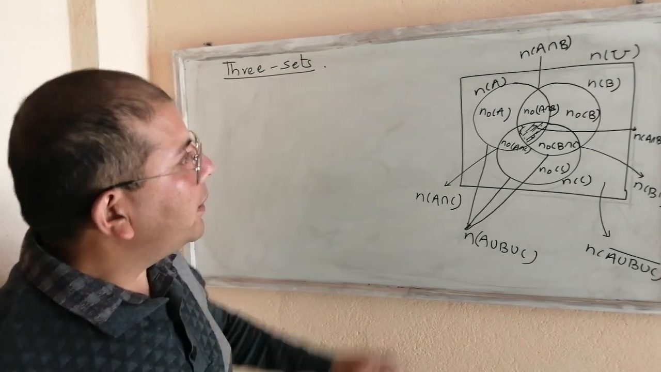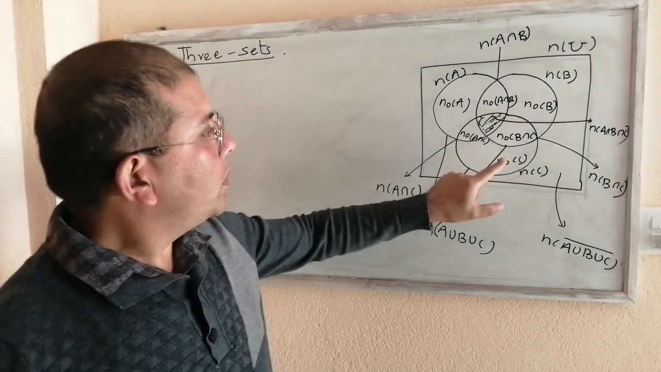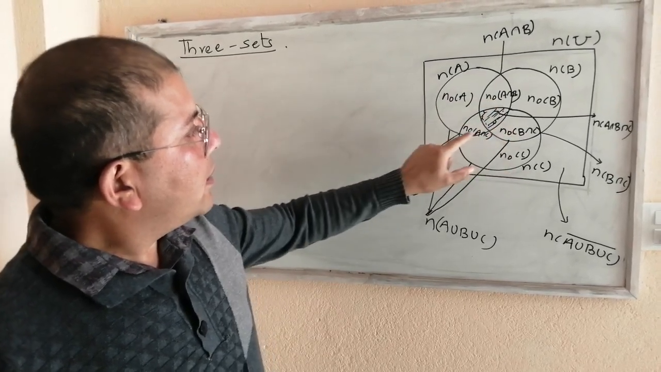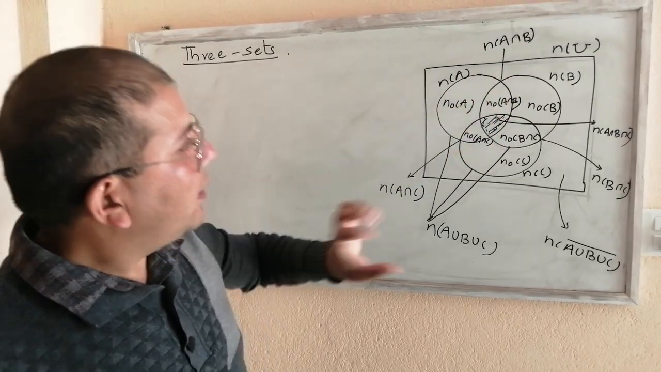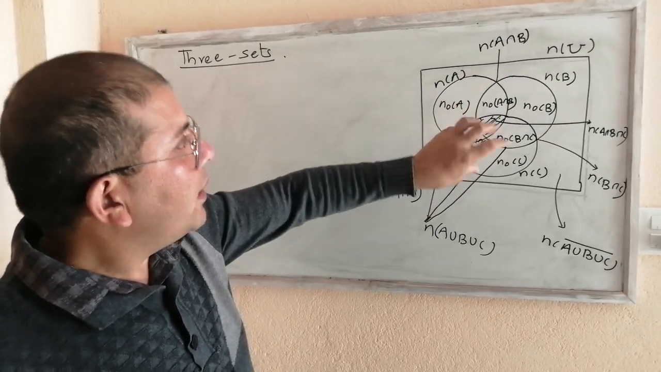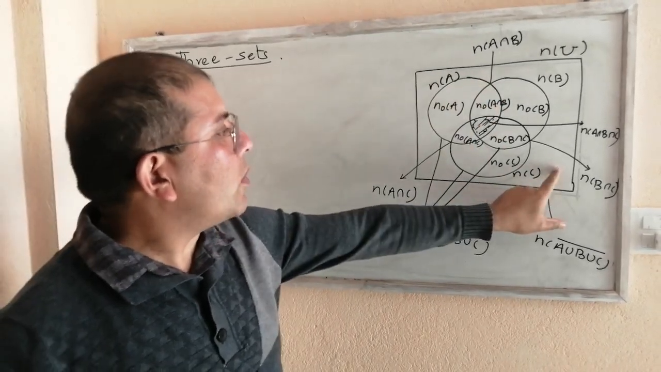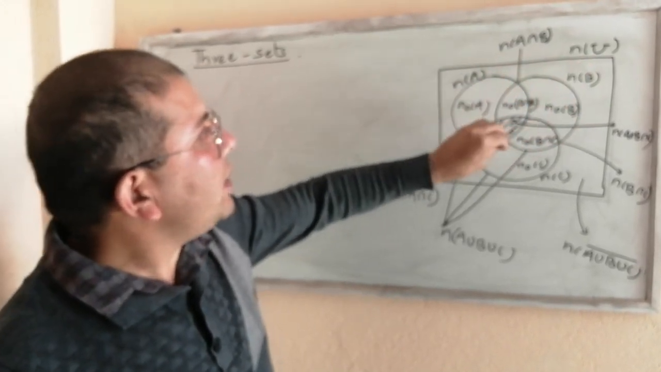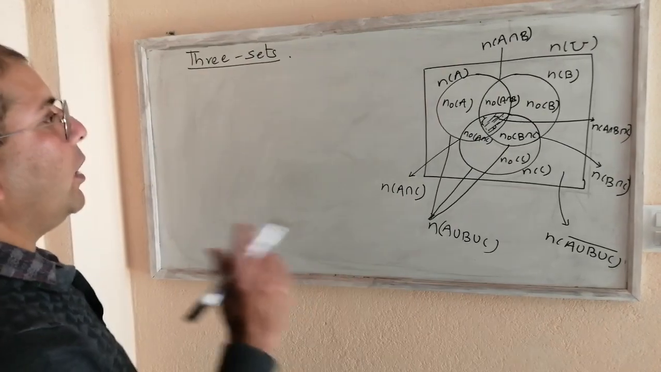Now look here. This one region, 2, 3, 4, 5, 6, 7. There are 7 regions inside these 3 circles, and inside N of U there are 8 regions. 7 inside, and outside 1. There are 8 regions in N of U, and there are 7 regions in N of A union B union C. Now look here.